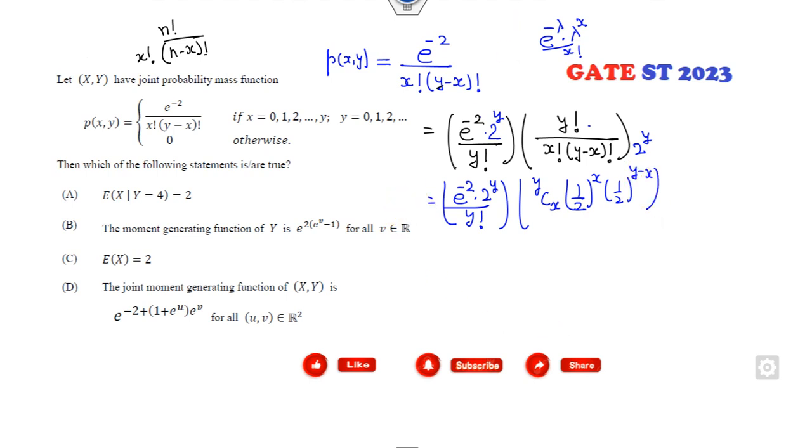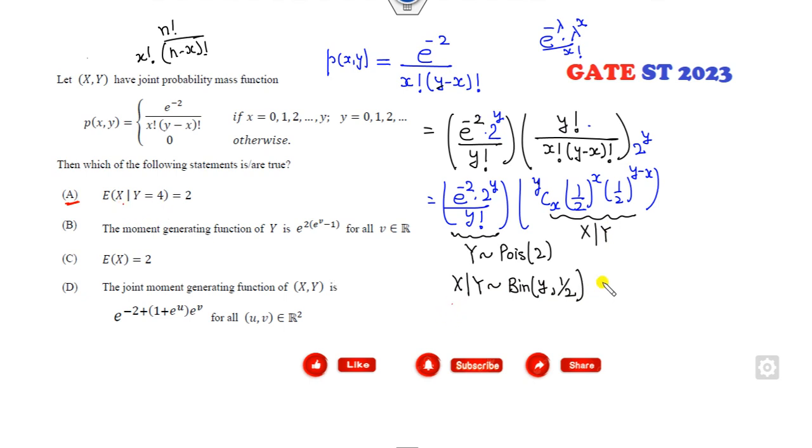So that's the joint density function. What is the meaning of that? This y follows the Poisson distribution with the parameter 2. What is that? This is the conditional probability. X conditioned on y follows the binomial distribution with n equal to y, probability is half. Fine. Now you get the information about the distribution. Now you can check about that.